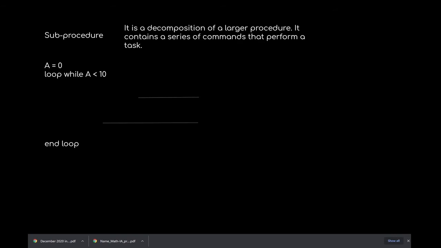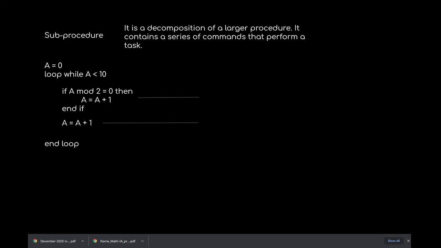Now, what is a sub-procedure? Well, a sub-procedure is a decomposition of a larger procedure. It contains a series of commands that perform a given task. Now, let's take this different algorithm again, where A is equal to 0, and we're going to loop while A is less than 10. So the first sub-procedure we see is, if A mod 2 is equal to 0, then A is equal to A plus 1, which means add 1 to A. So what this basically does is it checks if A is divisible by 2, right? And if it is, then we're going to add 1 to A. And that's the end of the if statement.